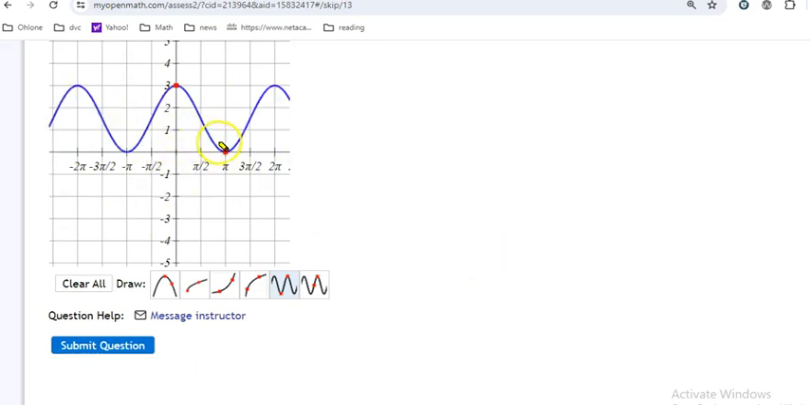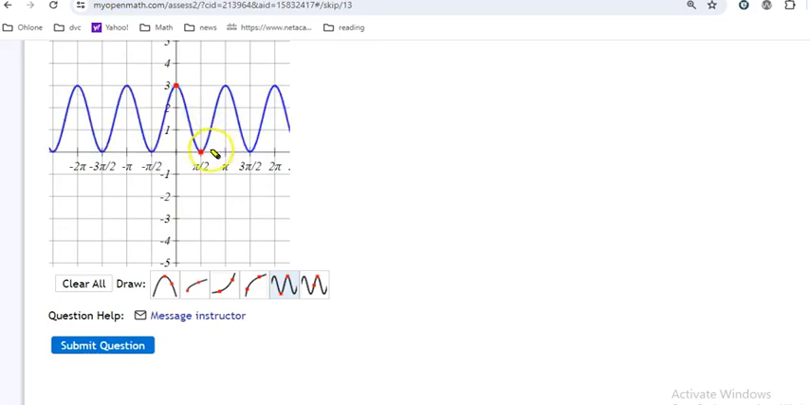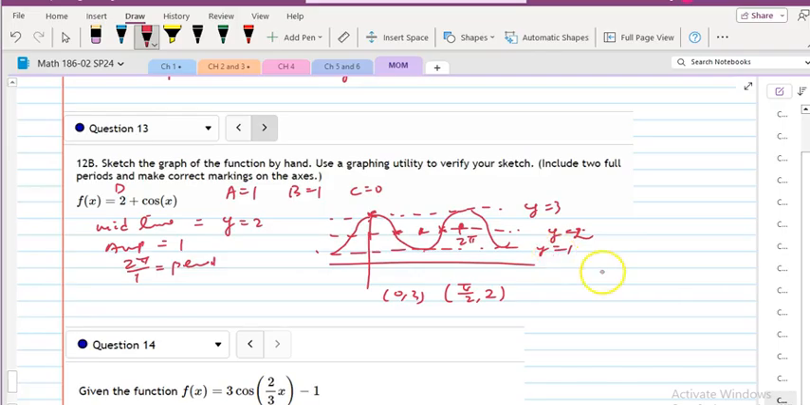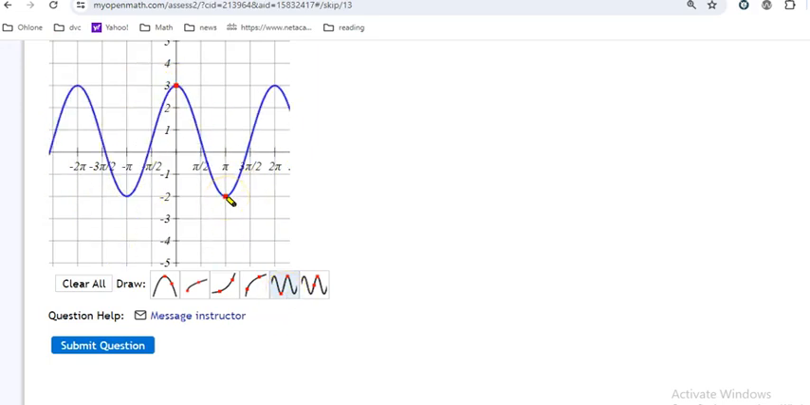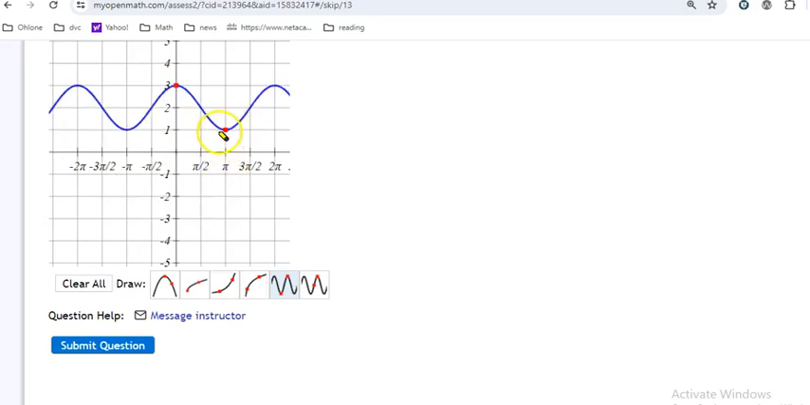Oh, they want the highest and lowest, so I should not use pi over 2. For cosine, I should find the highest and the lowest, which is pi 1, right? They want pi 1 for cosine. They don't want the midpoint. See how the cosine works? Cosine is highest and lowest, pi 1. Yes.